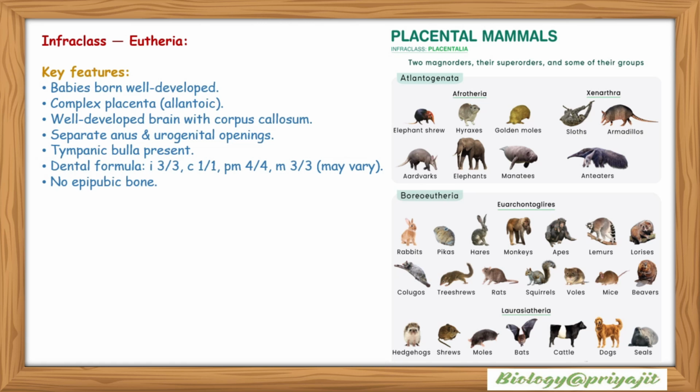They have a well developed brain with corpus callosum. They have separate anus and urogenital openings. The tympanic bulla is present. Dental formula: I 3 by 3, C 1 by 1, premolar 4 by 4, and molar 3 by 3, but it may vary in different groups of animals. There is no epipubic bone. These are the examples, images of the placental mammals or eutherian mammals.